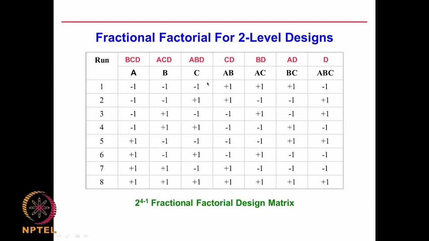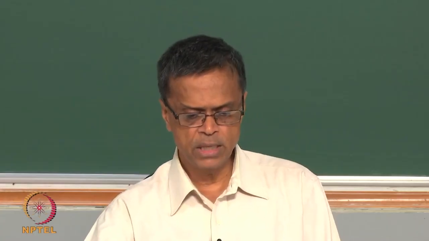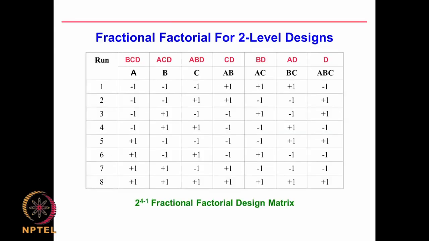Okay? And this design is of course 2 raised to the power 4 minus 1, because I have A, B, C, D as 4 parameters. I am doing only, instead of 16 experiments, 8 experiments. So, I am doing 2 raised to the power 4 minus 1. Okay? So, what has happened here? I am able to do away with, instead of 16 experiments, only 8 experiments, but some of these factors are confounded. New term I am using, some of the factors are confounded.